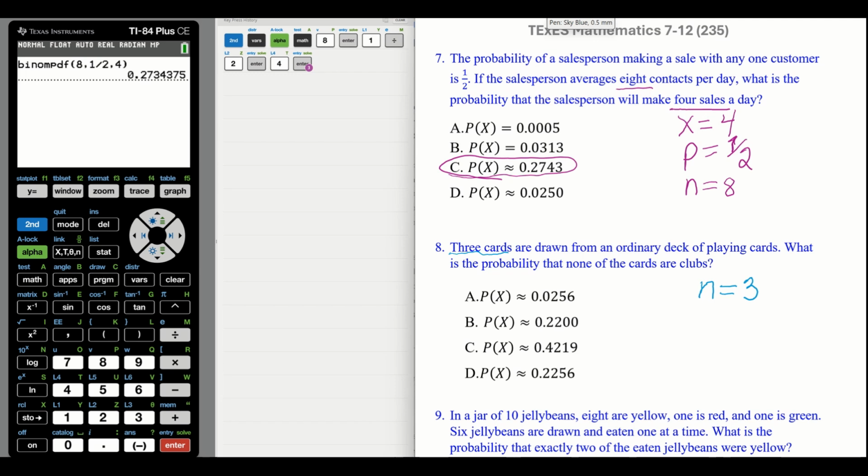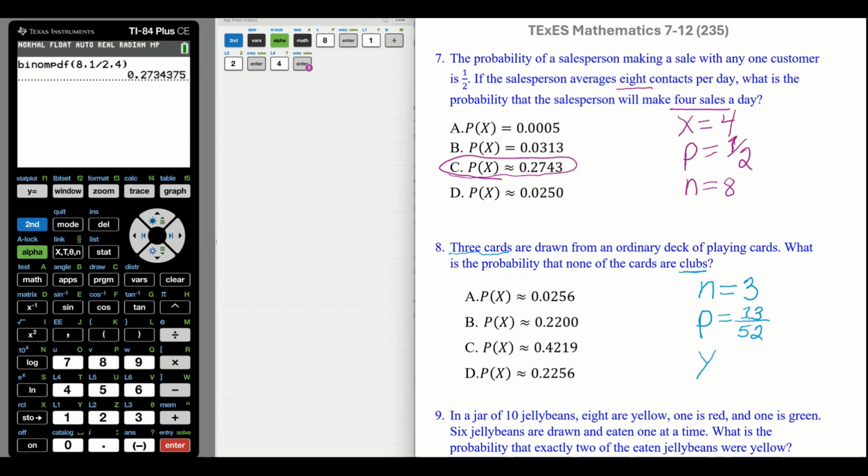Okay, what is the probability? We have none of the cards but clubs. That's where we find our probability. How many clubs are there? There are 13. How many cards in a deck? 52. Probability equals 13 out of the 52.